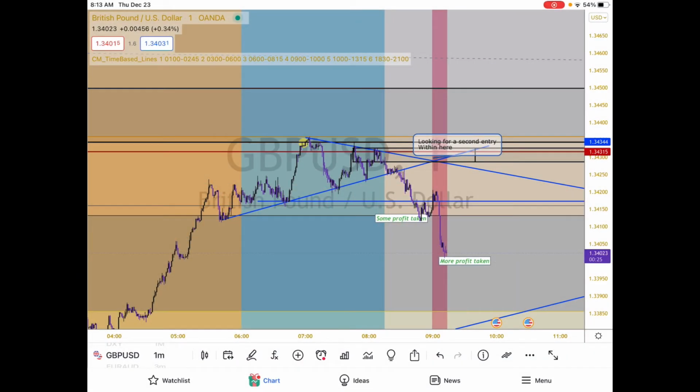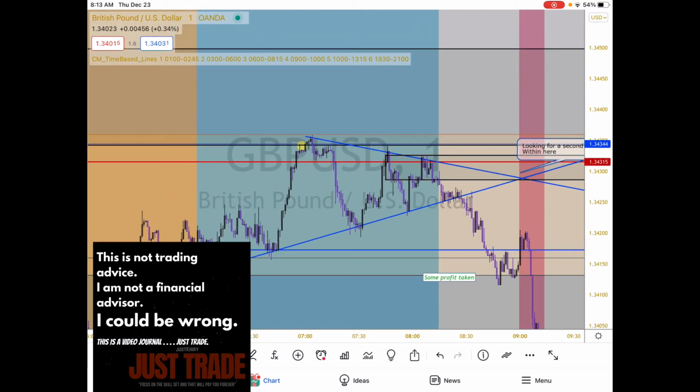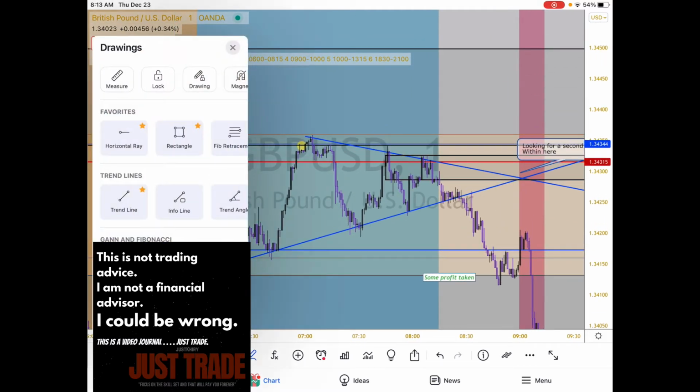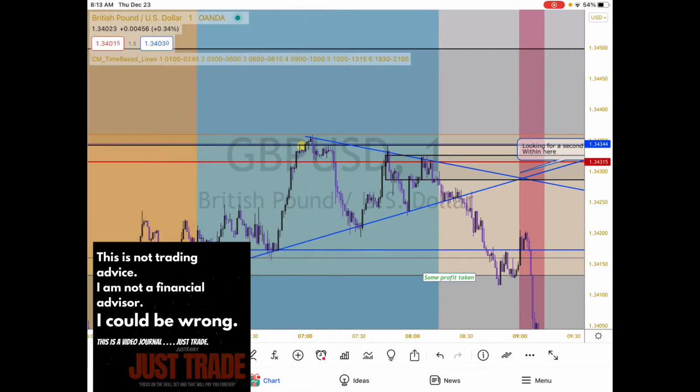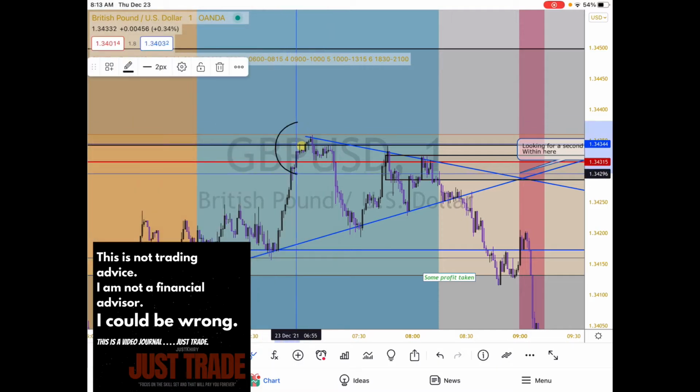Let's do a quick review of these trades that I've been taking this morning. Sell positions on GBP/USD right here at this yellow dot. I took about 7 entries right here.